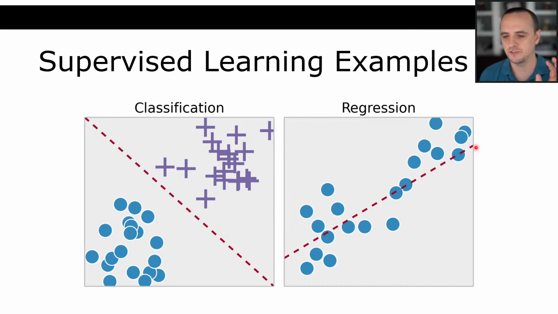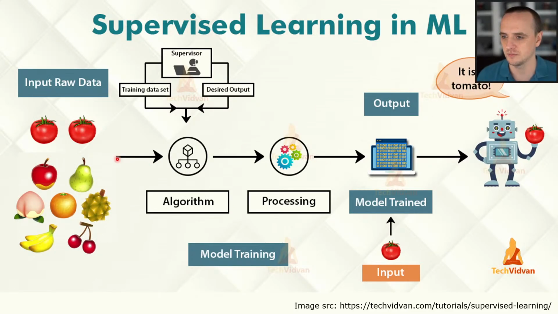So supervised learning itself can be broken down into two main types. One is classification. Classification is what we just talked about. There's a number of different classes of the types of input. These are discrete classes like tomato, pear, whatever.